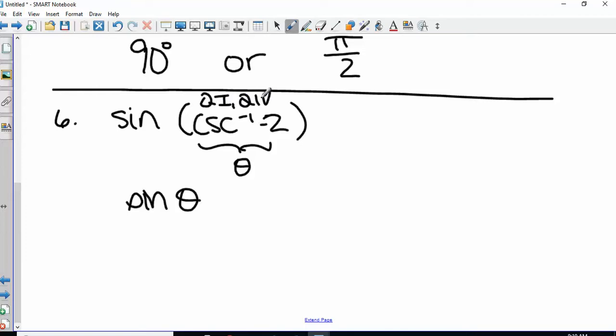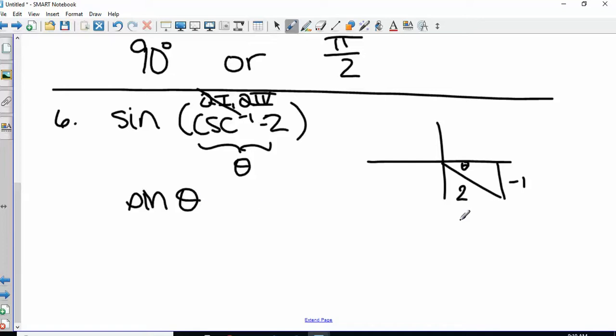Cosecant inverse could be in quadrants 1 or 4. Which one are we in? 4, because of the negative. So if you didn't catch that it's on the unit circle and you were just in the triangle mode, cosecant is hypotenuse over opposite. The hypotenuse is always positive. So the hypotenuse would be 2, my opposite side would be -1.